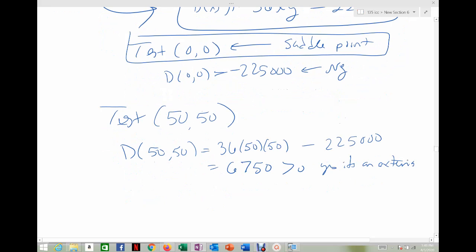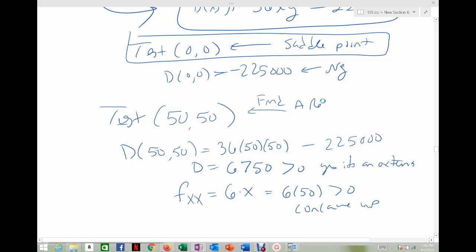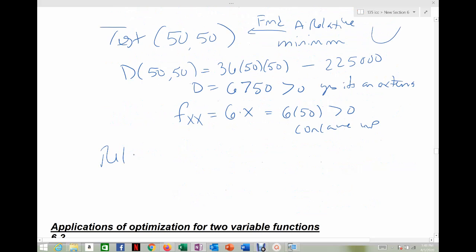Well, which one is it? Now I have to check one of my second derivatives. The second derivative with respect to x, remember, was 6 times x. So 6 times 50 is going to be positive, so that means it's concave up. That makes this a relative minimum, since it's concave up. So we've got a relative minimum.